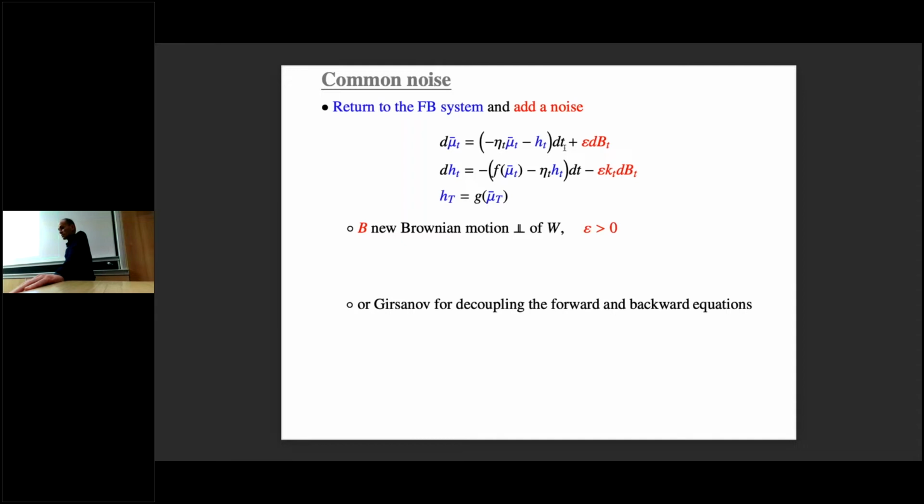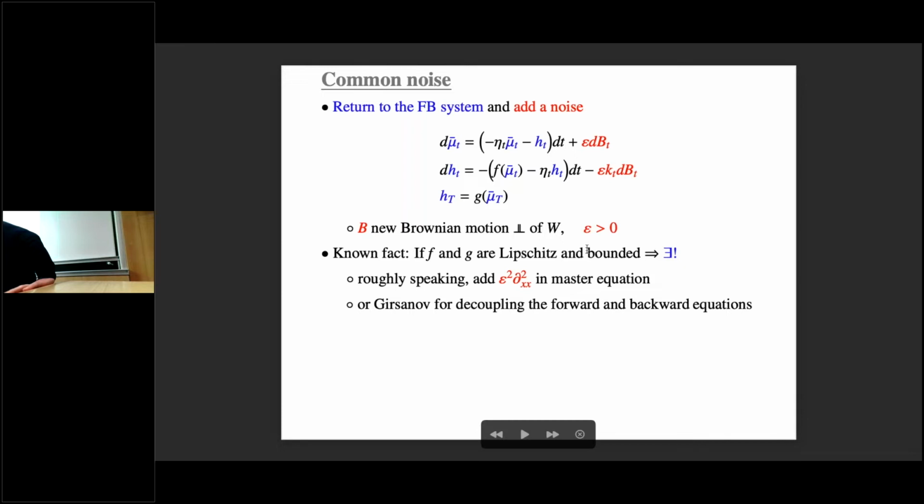And now you could say, well, does it mean something at the level of a mean field game? The fact that when I enforce the presence of a noise, I get uniqueness, what does it mean for mean field games? Okay, so here, yes, this line, I'm sorry, this is what I was saying: Lipschitz and bounded, there is existence and uniqueness, and this is the same as saying that you put an additional Laplacian term in the equations.